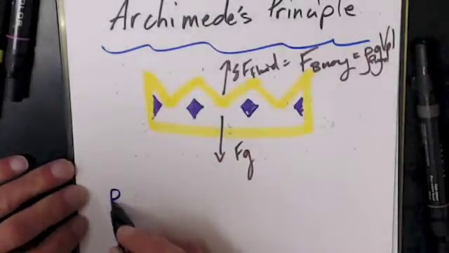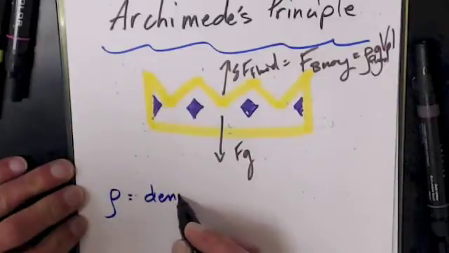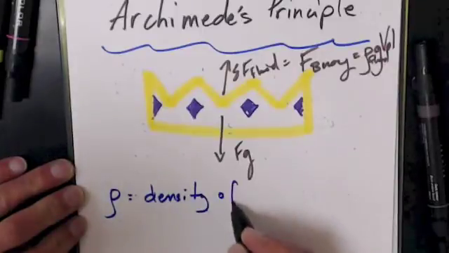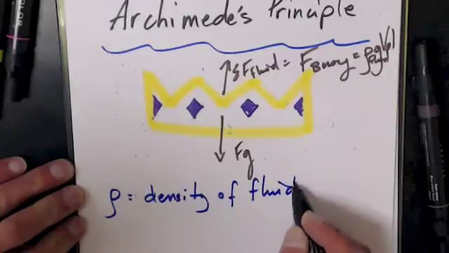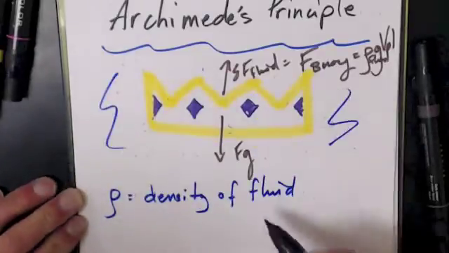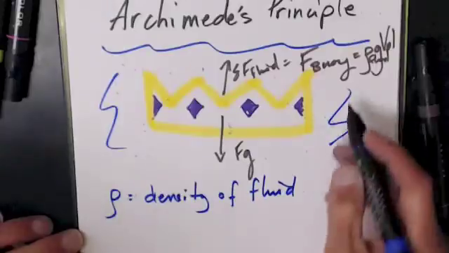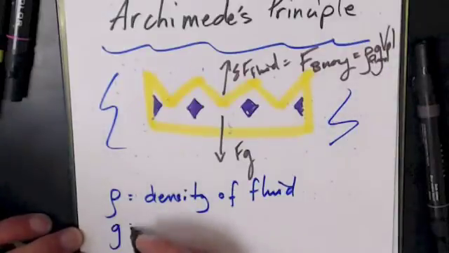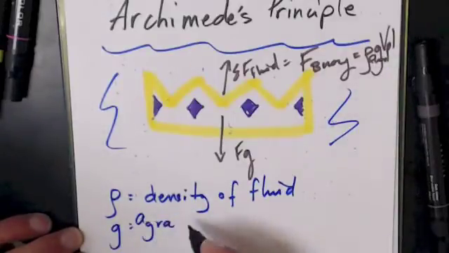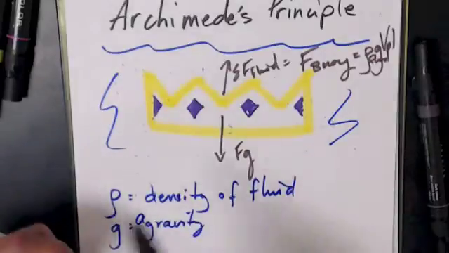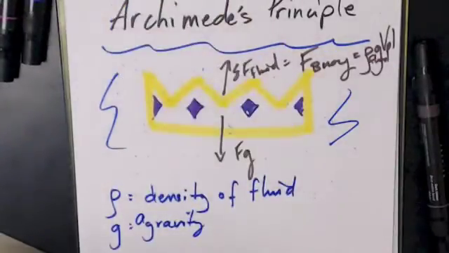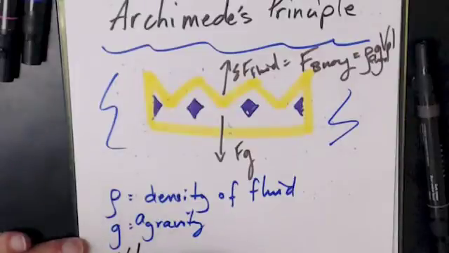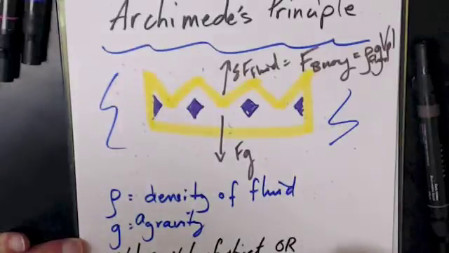So this rho is the density of my fluid. That's this water that's flowing all around here. This g is gravity again, acceleration due to gravity. And then this volume is the volume of the object, or the displaced fluid.